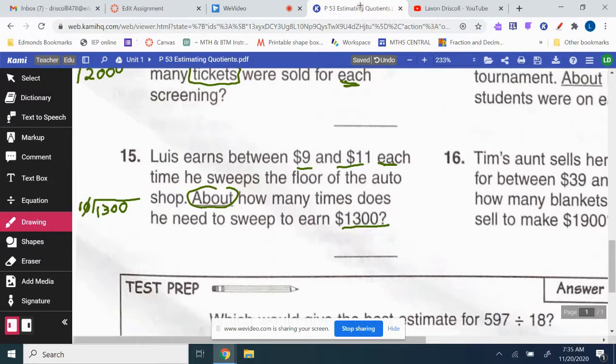I'm going to get rid of my extra zero. Well, I know 1 goes into 13 0 times. So he's going to have to sweep it 130 times. Sweep.